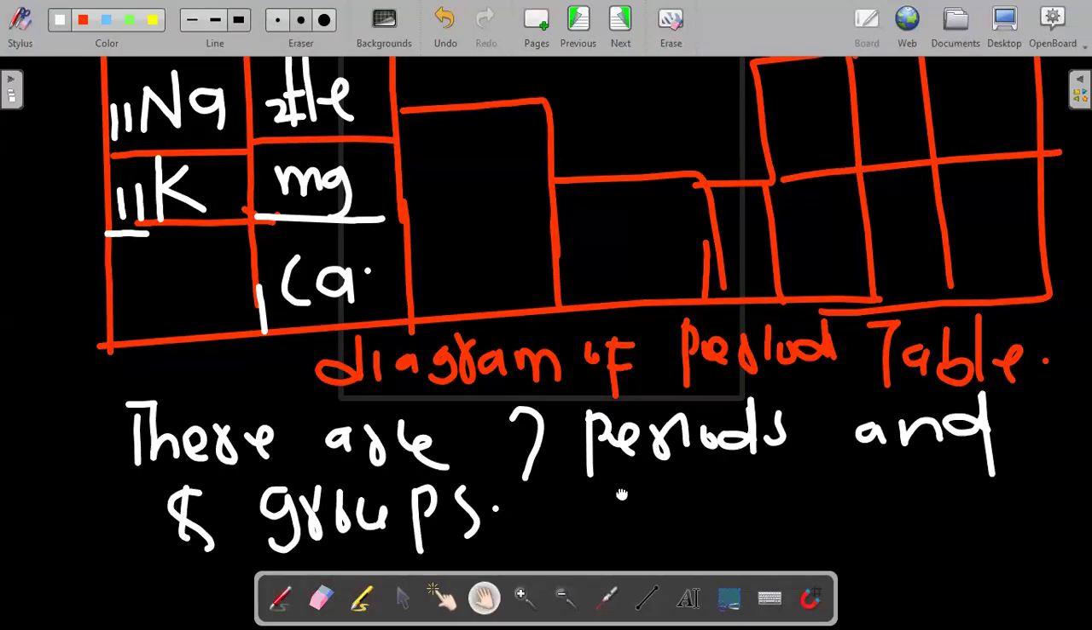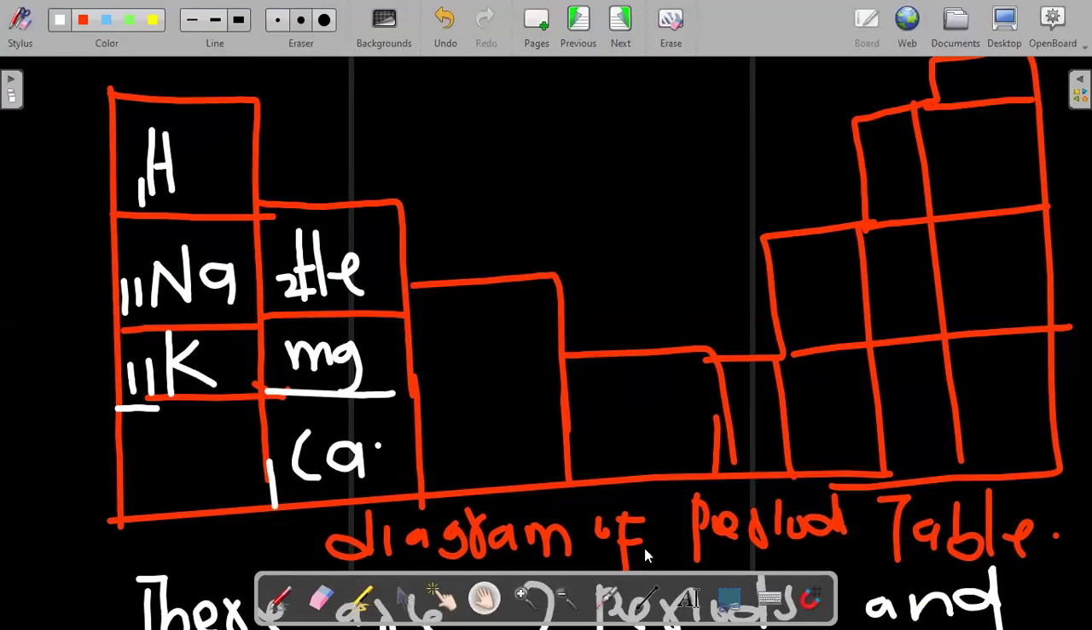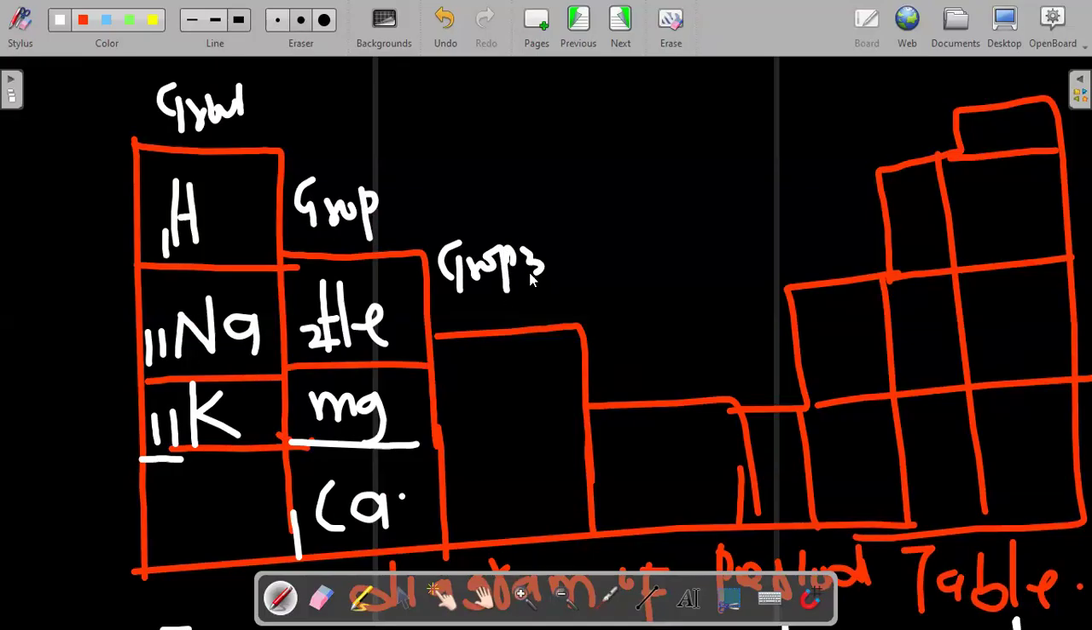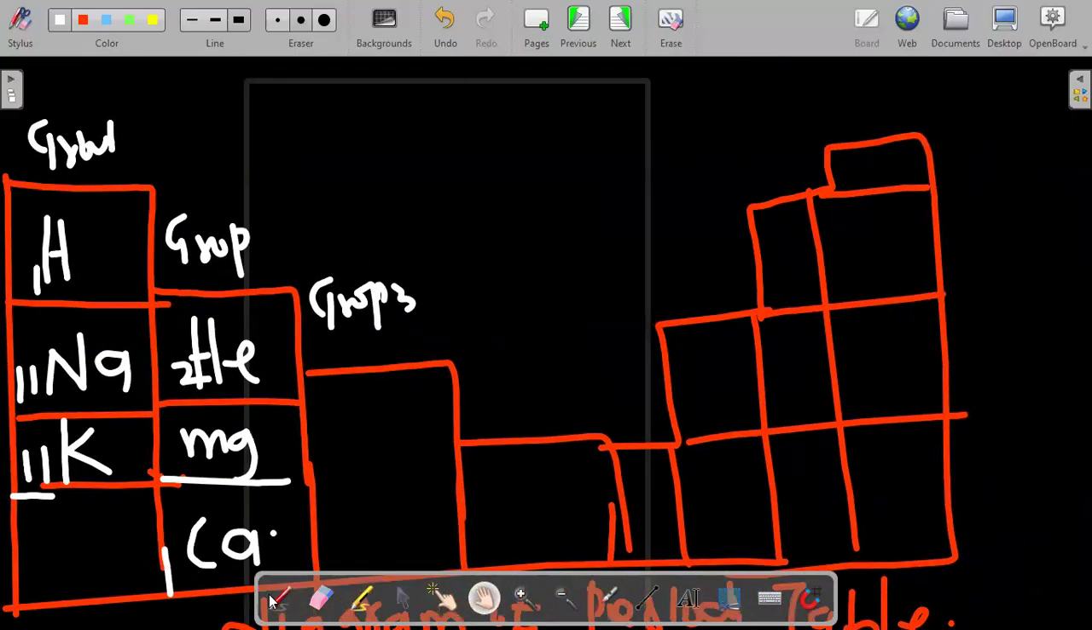So let's come to the arrangement now. If you look very well, this is what they mean by group 1. The first one is group 1, followed by group 2. Here's group 3. It continues like that until you stop at group 8. Like I said, we have 8 groups, from group 1 to group 8.